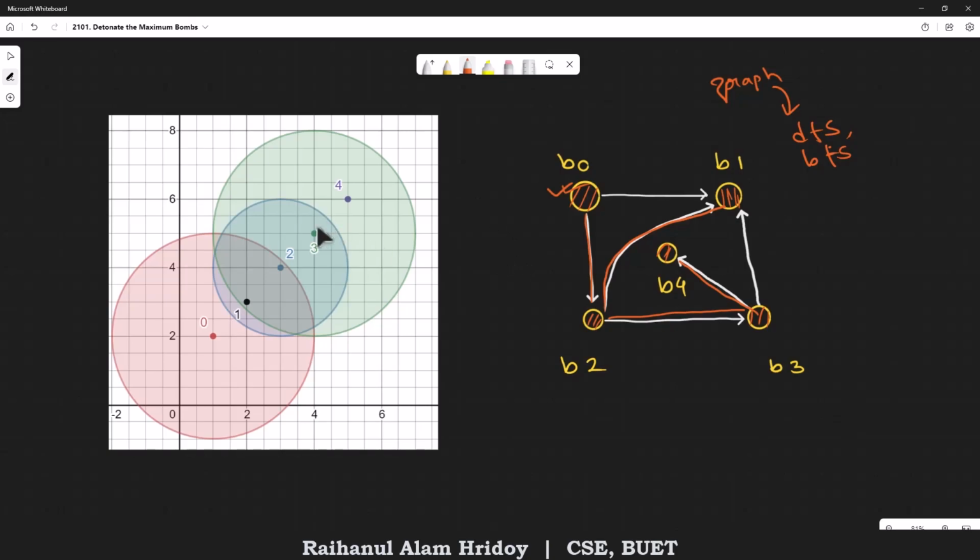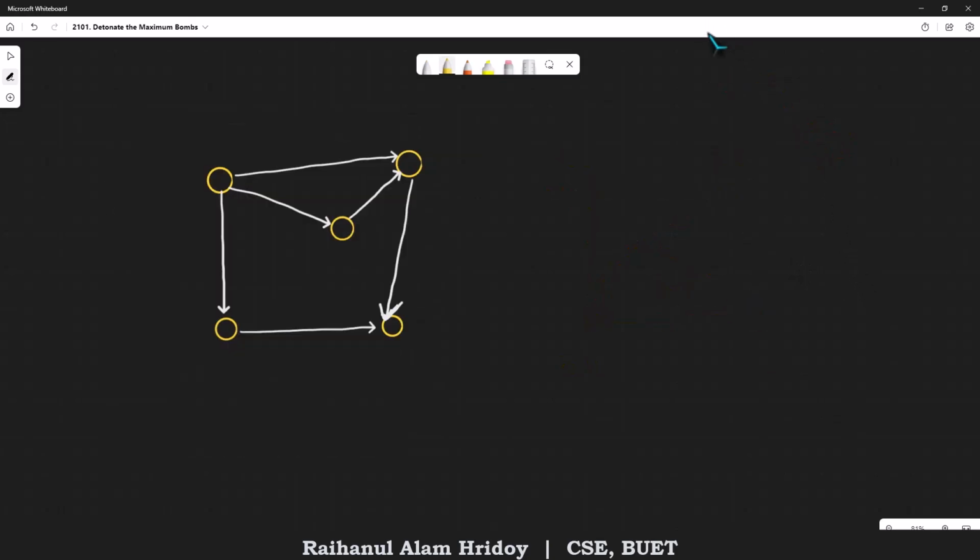So how will this solution work? We will use a DFS. When we are in a node, we will start calculating. Let me redraw it clearly. This is just a simple graph, and we will be using DFS here. For each node, we will do DFS and calculate how many nodes we can reach from that one node.